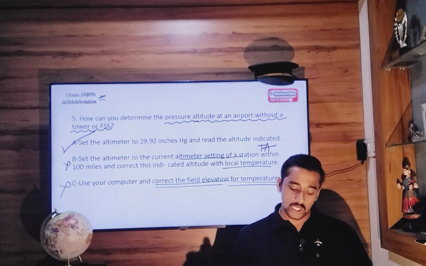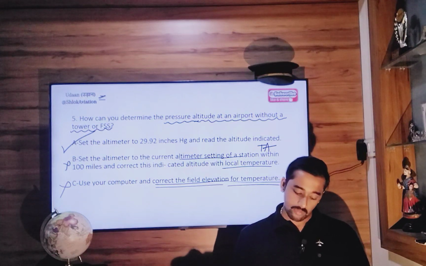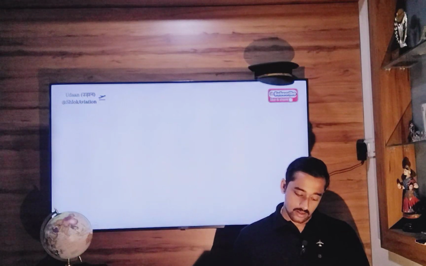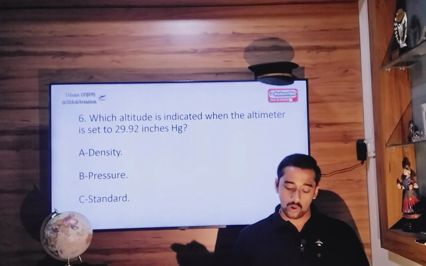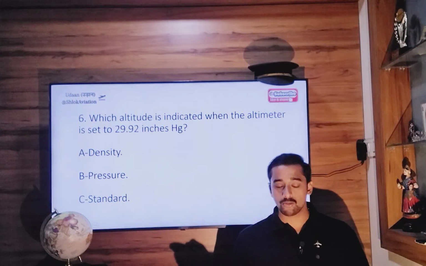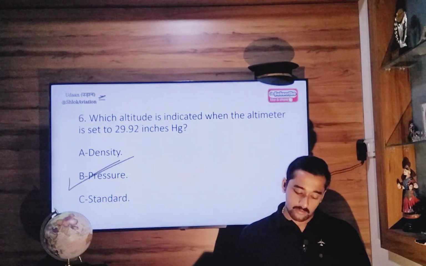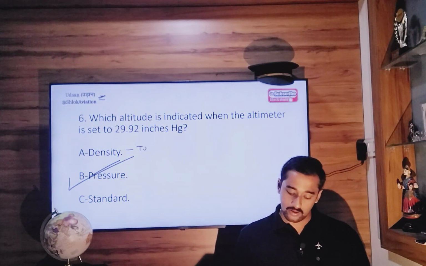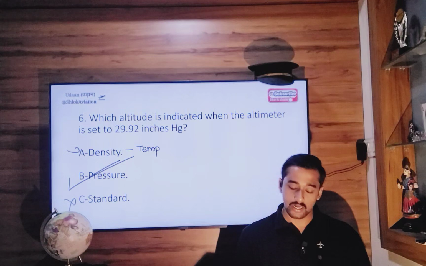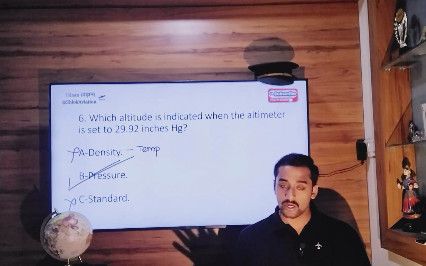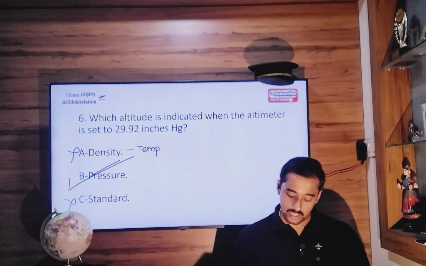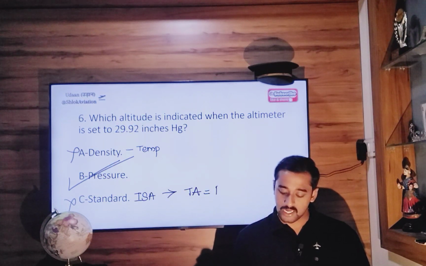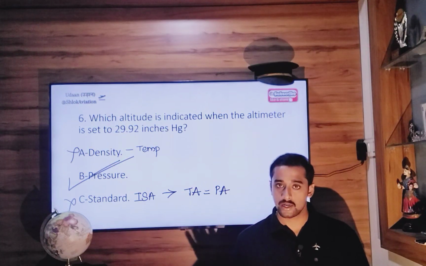Set the altimeter to 29.92 inches of mercury and read the altitude indicated. Which altitude is indicated when the altimeter is set to 29.92 inches of mercury? Pressure altitude. Pressure altitude corrected for non-standard temperature gives you density altitude. Now there is no such thing as standard altitude, but under ISA conditions, your true altitude will be equal to your pressure altitude. Just remember that.